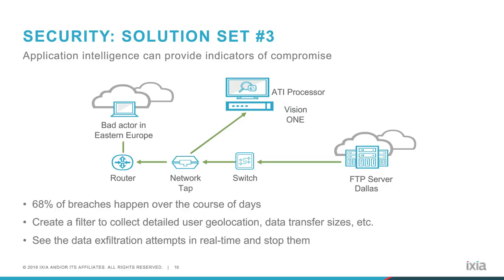This is just one example of how application intelligence can expose indicators of compromise. If you want more information on this subject, we have a new solution brief on the Ixia website, so check it out.